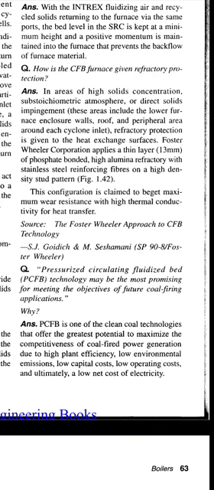Source. The Foster Wheeler approach to the CFB's technology. S.J. Goidich and M. Sasamani, SP98 Foster Wheeler. The next question.